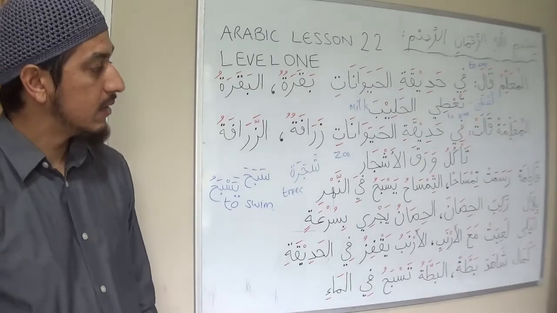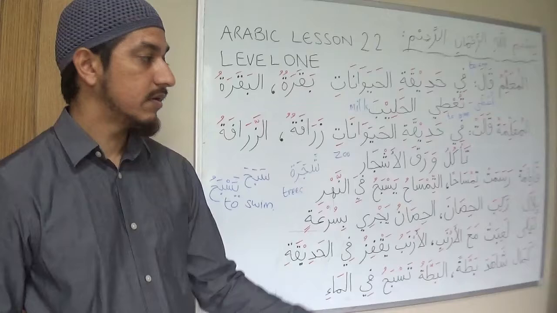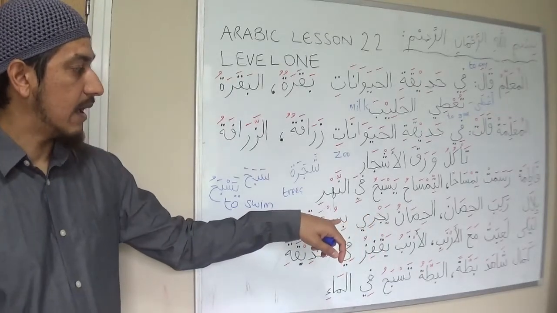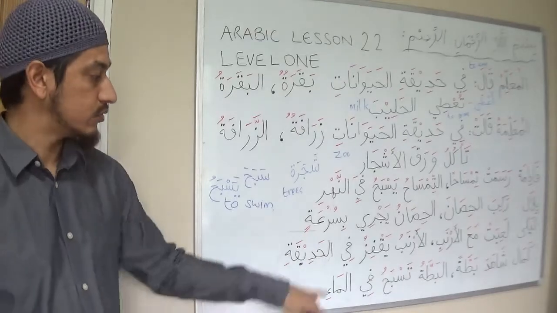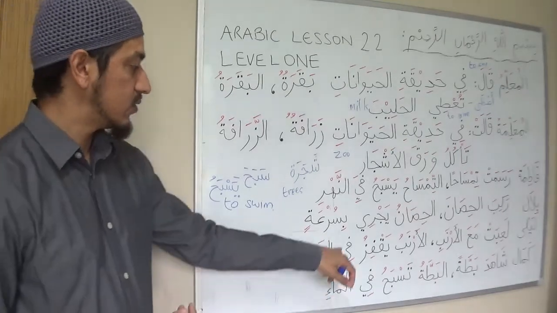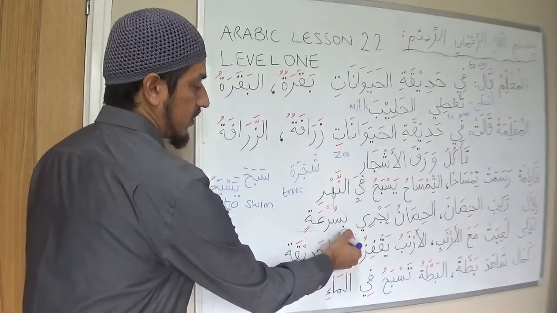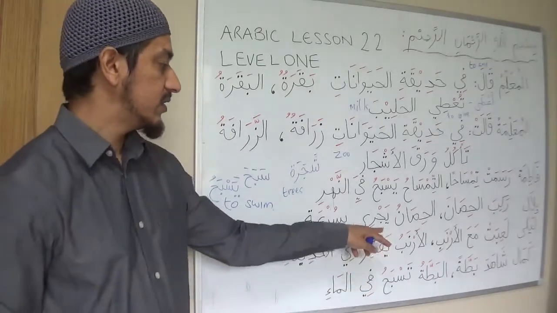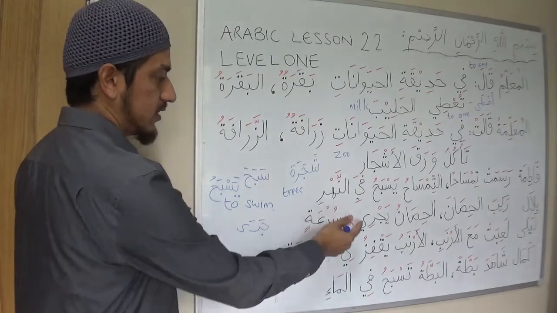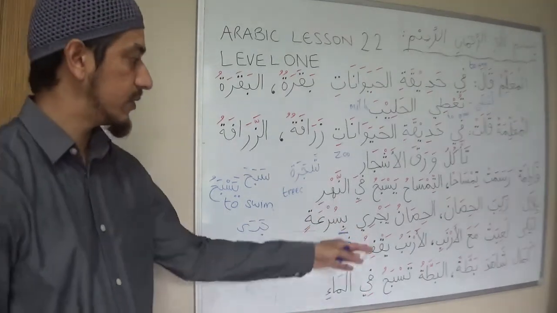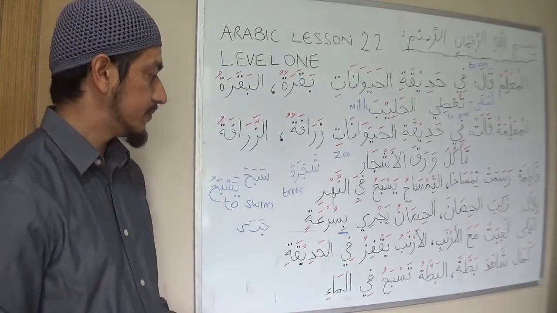Next one is Bilal. Bilal rakiba al-hisana. Bilal mounted the horse. And then he's saying al-hisan yajri bisur'atin. So sur'a, we've seen, is fast. So with haste, with speed. The ba here means with. Al-hisan yajri. So the verb is jara. Jara yajri. And hisan is masculine, so we keep it to that. Al-hisan yajri bisur'a.